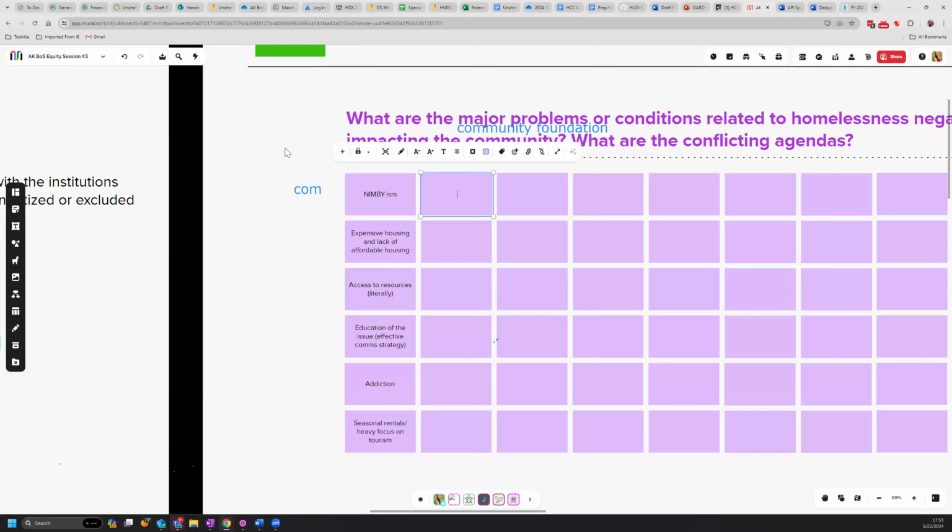Lack of funding, implied resource scarcity. It's not that we don't have enough, it's that there's no political will to designate what we have to the problems we have. Generational poverty.